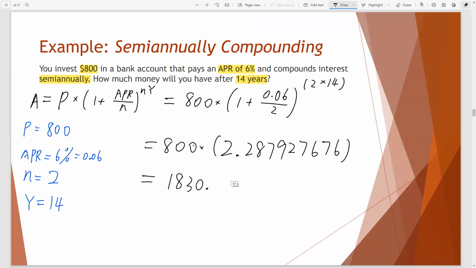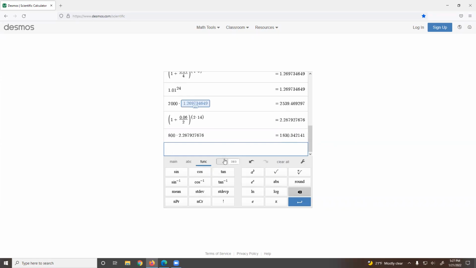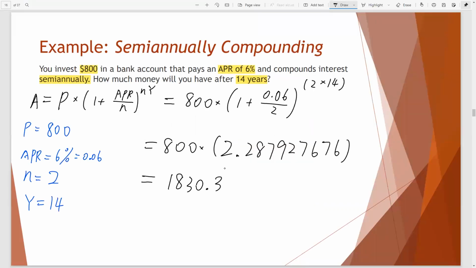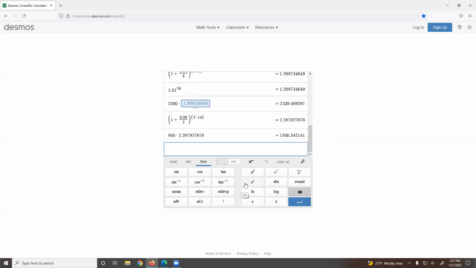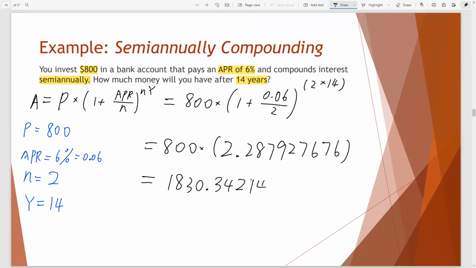If you want to record this whole number down, that's totally fine with me. That's actually better, because I can see your middle steps to see what's going on. Then finally, $1,830.34 is what you get.